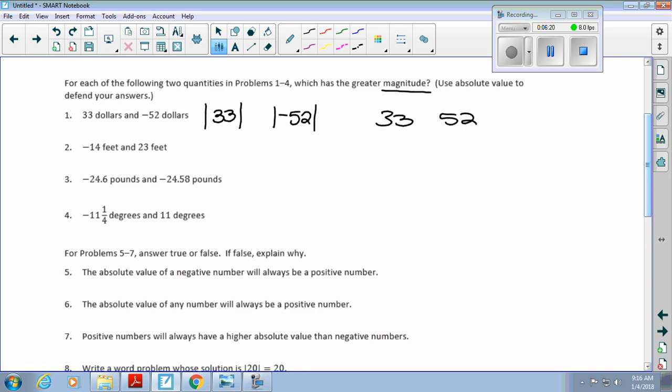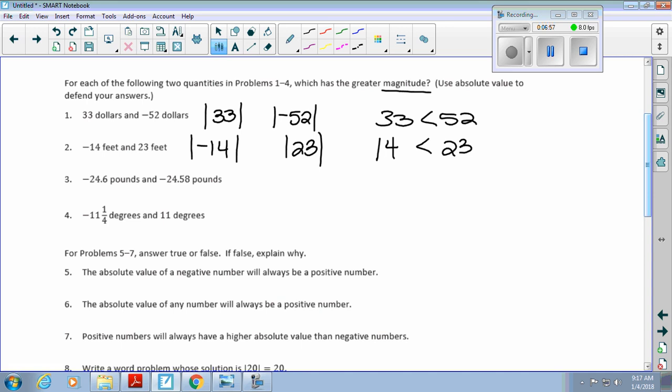All right, so 33 compared to 52 is, 33 is what to 52? Mackenzie? Less than. Very good. So we know the bigger one is 52. This one we have negative 14 compared to 23. All right, so again, just take that negative sign off of there. We're talking about 14 and 23. Which one has a bigger magnitude? Everybody? 23. So who can read that left to right for me? Timothy? 14 is less than 23. Beautiful. All right, so that was pretty much the gist of that.